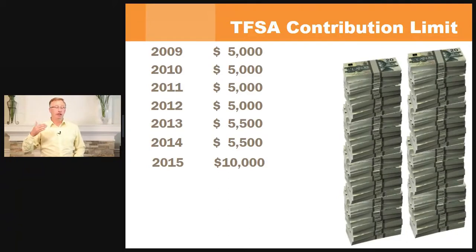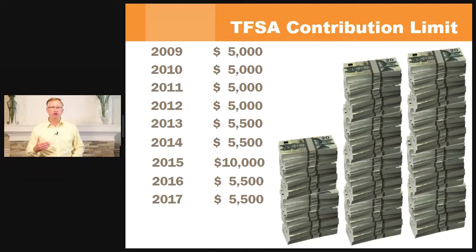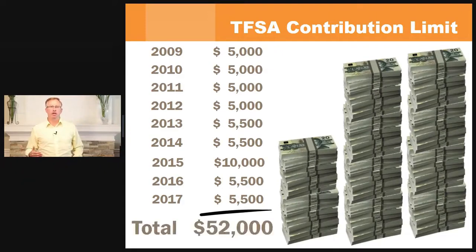And then the Liberal government got elected, and they brought the limit back down to $5,500. And in 2017, the limit stayed at $5,500 again. So that gives you a grand total of $52,000 of contribution room.